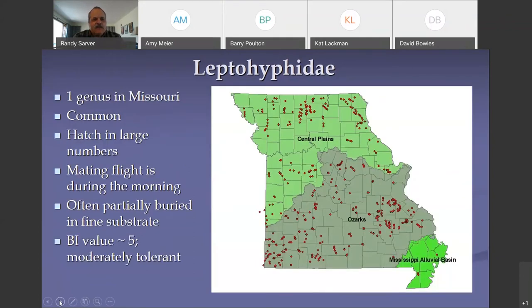Okay, next. As far as Leptohyphidae, there's one genus in Missouri. I don't know how many species there are. They're a tough one to identify to species, especially the nymphs. Here's a case where you would probably need to look at adults. They are very common. They hatch in large numbers. They tend to fly in the morning. Their mating flights are in the mid-morning. That's a little bit unusual for mayflies. A lot of mayflies will fly for their mating flight in the evening or even at night.